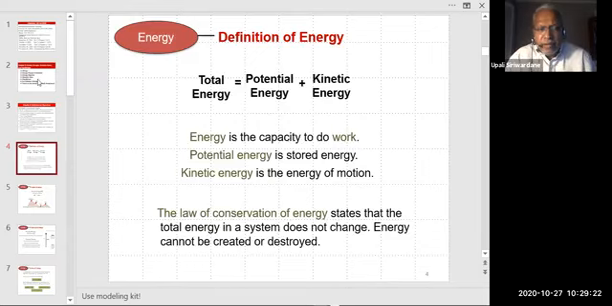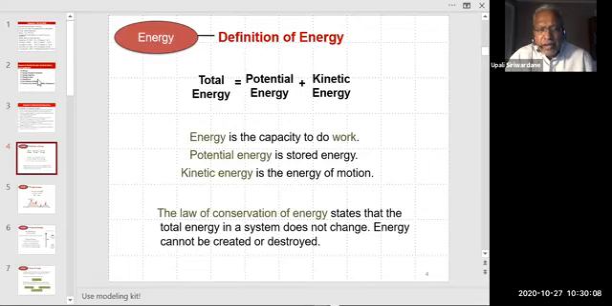There are many forms of energy. The total energy is potential energy and kinetic energy. These are the most common energy forms: potential energy and kinetic energy. Potential energy could be macroscopic or microscopic, just like potential energy of molecules, kinetic energy of molecules, and potential energy of large objects, or kinetic energy of large objects, macroscopic. Energy is the capacity to do work.